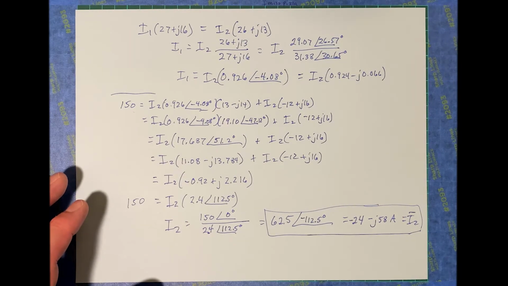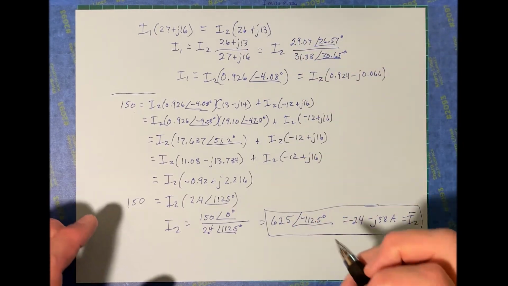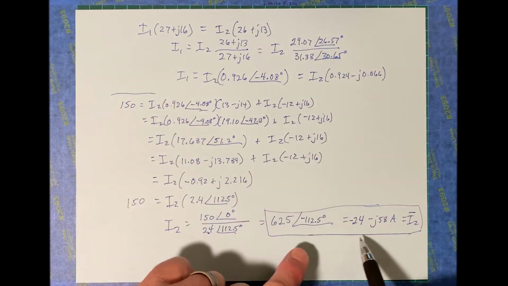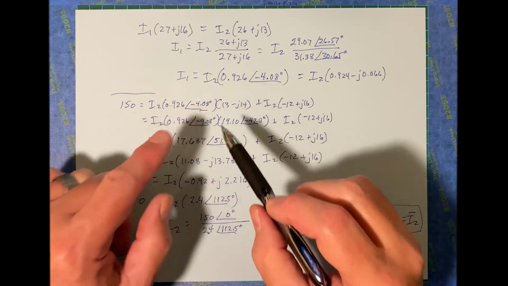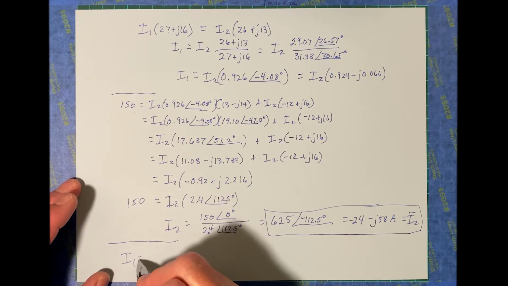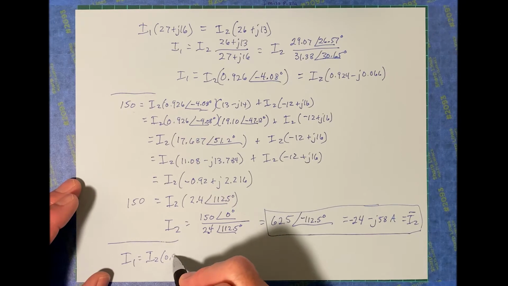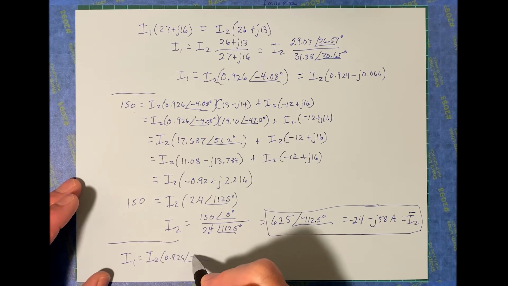Okay, then we need to go back to our I1 up here. Now that we have I2, let's go back to I1 up here and plug that in. So I1, which is equal to I2 times 0.926 angle negative 4.08.